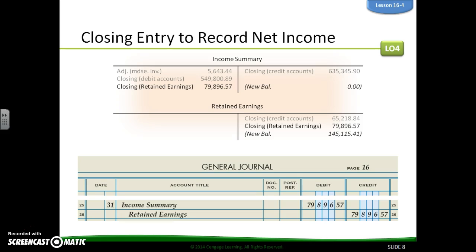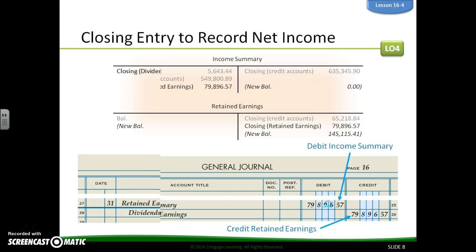So the closing entry to record net income, what we're looking at then is on the 31st, we have the debit to income summary, and then we're going to go ahead and credit retained earnings. So we're debiting on the income summary piece. Here's income summary. We're going to debit the income summary to close, and then we're crediting the retained earnings, and that's where the credit is. And this debit to income summary closes out that income summary account.